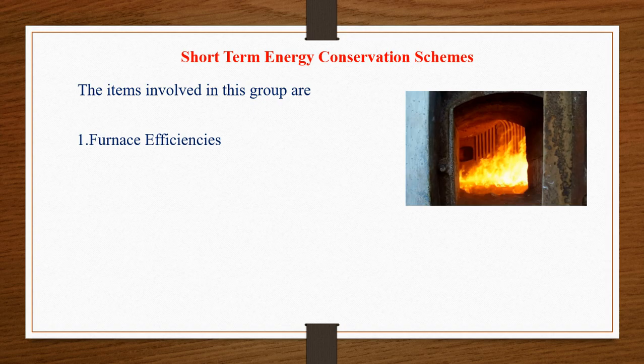So what do we have to do in this short-term energy conservation scheme? Whatever burners or furnace we are using here must be cleaned and maintained regularly. Maintenance means we have to check whether there is a crack or opening, to avoid the wastage of heat. Keeping on monitoring will give a good efficiency of the furnace, thereby we can save the energy. So this is the short-term energy conservation scheme.